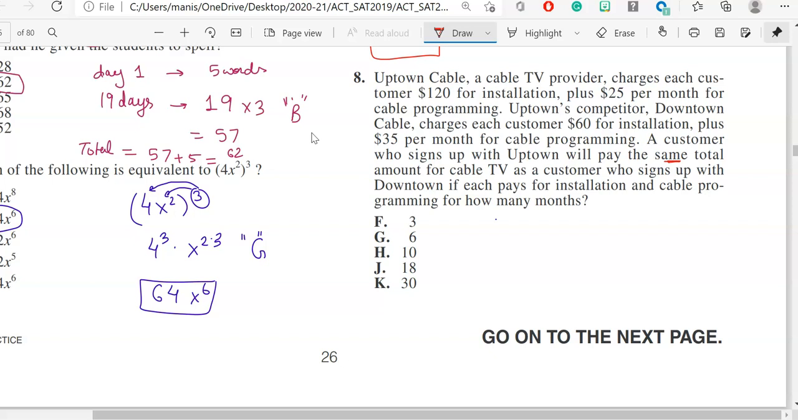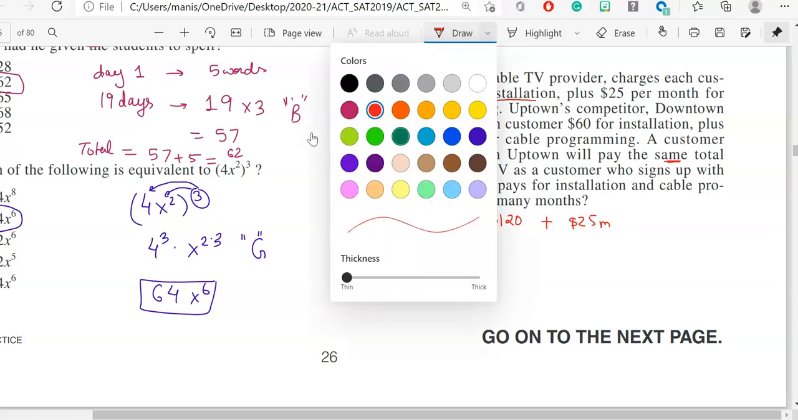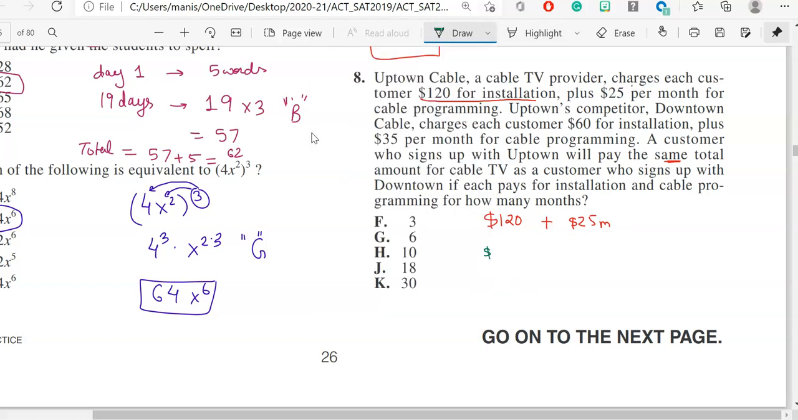So for Uptown, I have $120 for installation and $25 per month. I will just take the months as M. For Downtown, I have $60 for the installation, and the customer pays $35 per month. Let's take this in M. So at a certain time, both of them will pay the same price. We have to find how many months it will take.